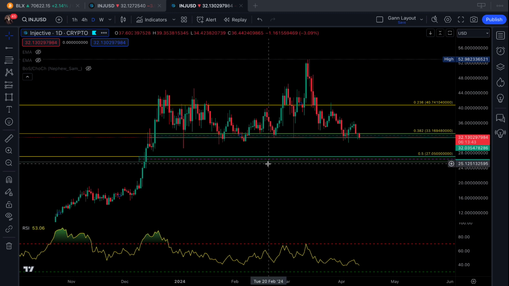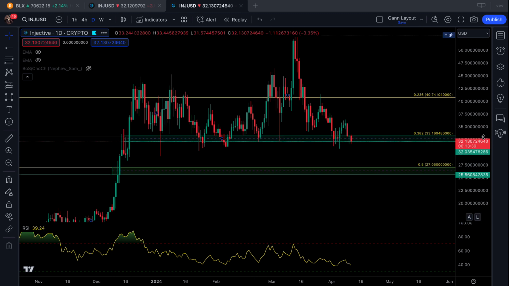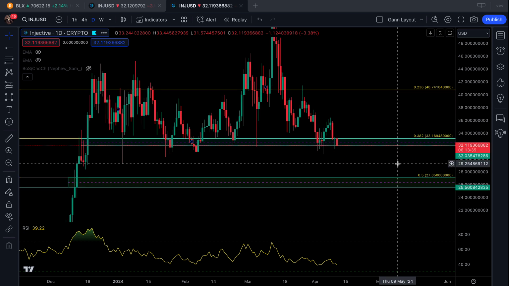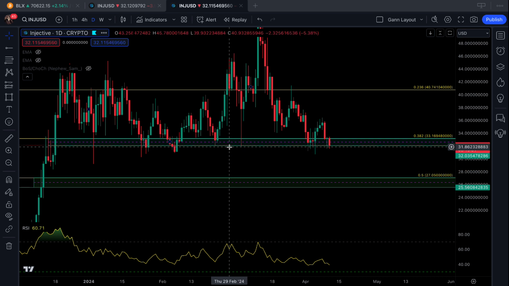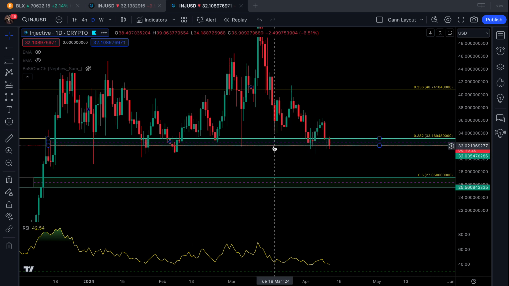Now, if I was looking for a trade, I wouldn't necessarily trade Injective, not right now, because it looks very overextended. It already did more than 50x. The big gains on this one are over.